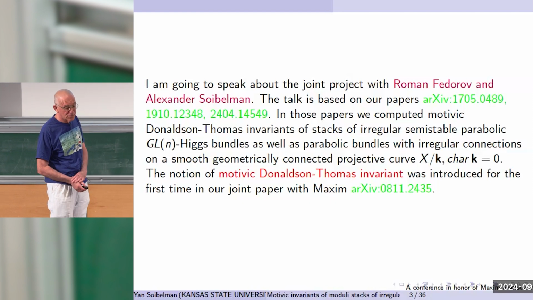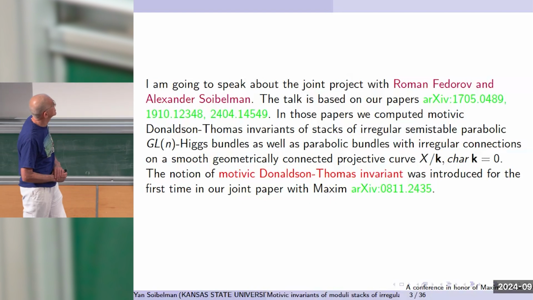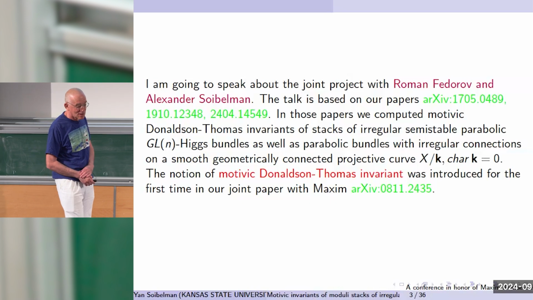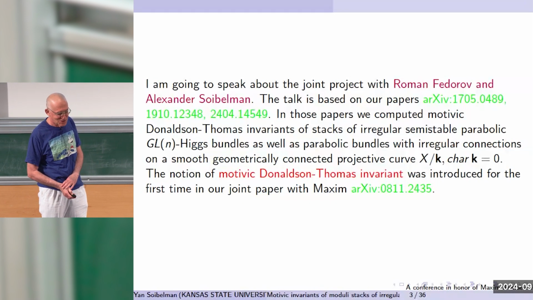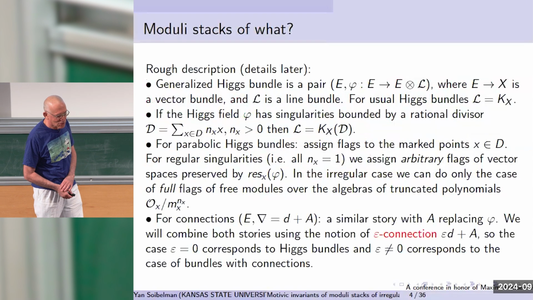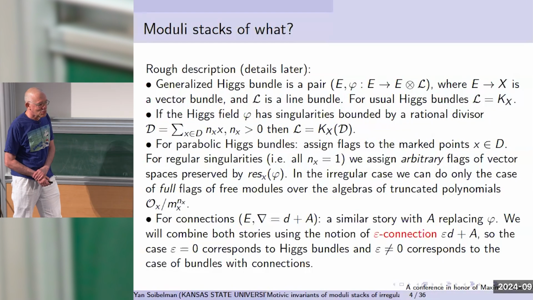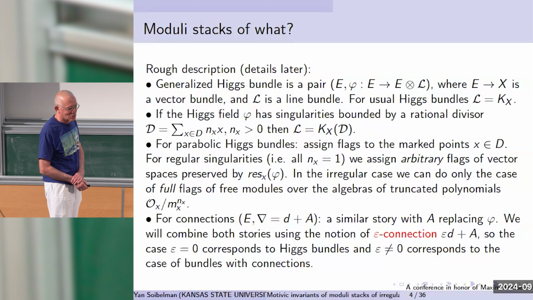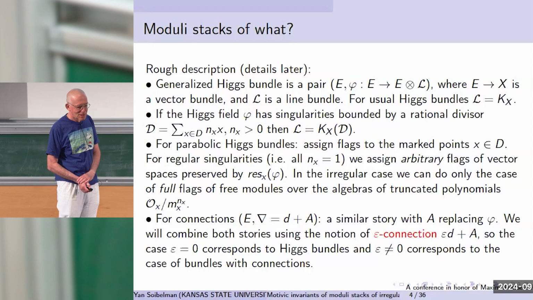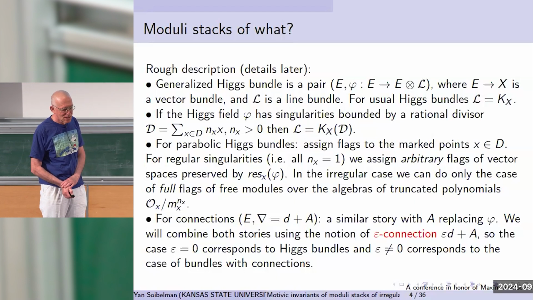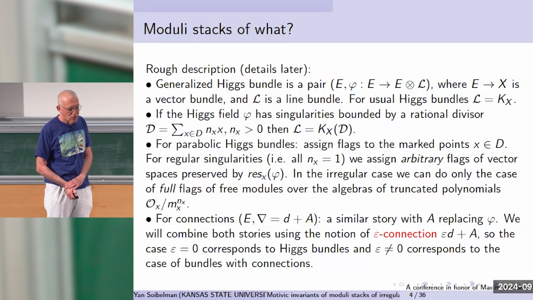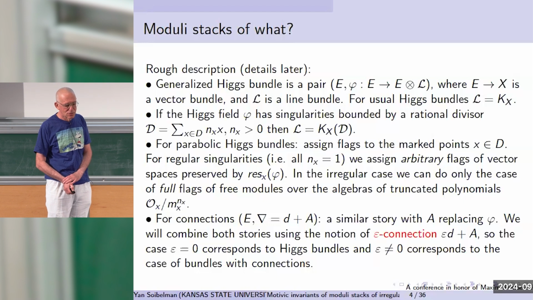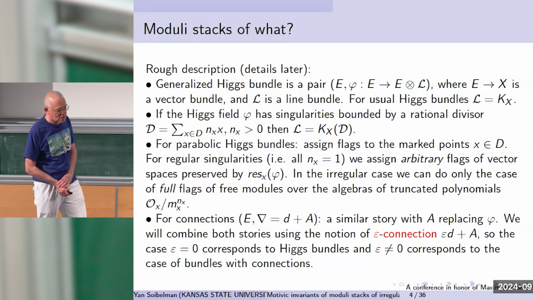was introduced for the first time in our paper with Maxim in 2008, together with these wall-crossing formulas which I mentioned. All right, so moduli stacks of what? Very briefly, for those who have never seen. So Higgs bundles for us will be pairs of a vector bundle on the curve and a morphism from the vector bundle to its tensor product with a line bundle.